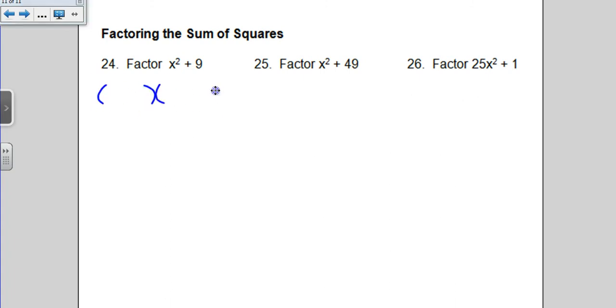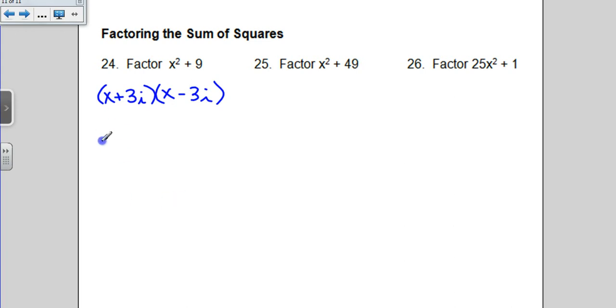It kind of looks like the difference of 2 squares, except now it's a sum. So we're still going to put an x and an x. And we're still going to put a plus and a minus, because I need my outer and my inner parts to cancel when I FOIL this. And the 3 is still going to be a part of this problem. However, the way I'm going to make it turn into a plus 9 instead of a minus 9 is I'm not going to put just a 3, I'm going to put a 3i. And I know you don't believe me, so let's test it out.